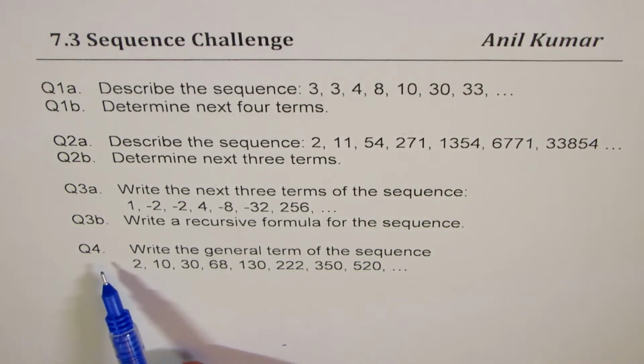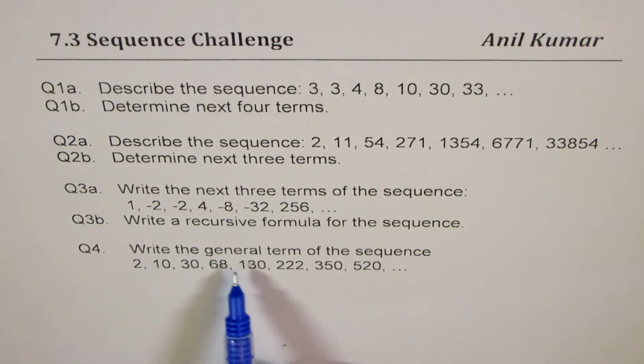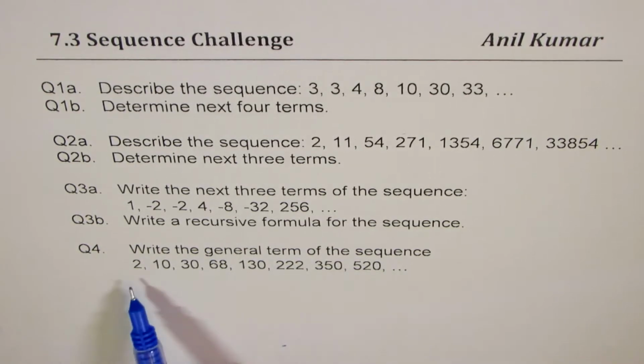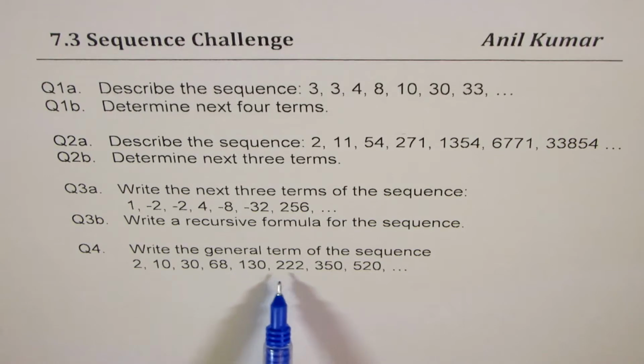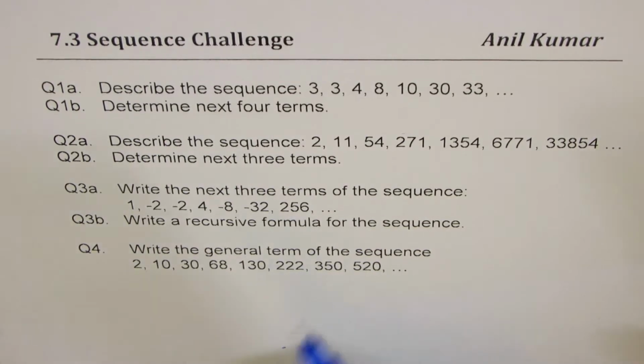Question number 4. Find the general term of the sequence 2, 10, 30, 68, 130, 222, 350, 520. So that's the question for you. It'll give you good practice on sequences to begin with. It's a variety of questions.